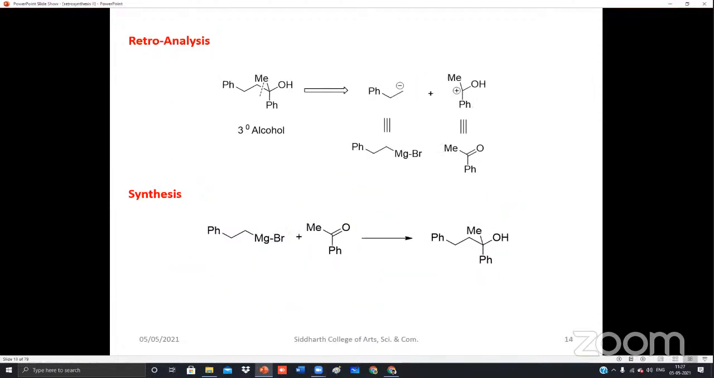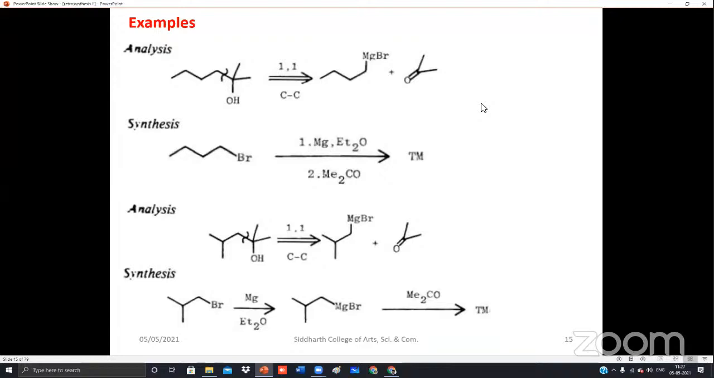Next, if you have a tertiary alcohol, as I told you, if I disconnect over here, the first part will be the Grignard reagent and the second will be the ketone. And this ketone varies with the substitution pattern. It may be acetone, acetophenone, and so on. So when this reacts with this, you will get the acetophenone derivative, that is the tertiary alcohol. So it's very simple.